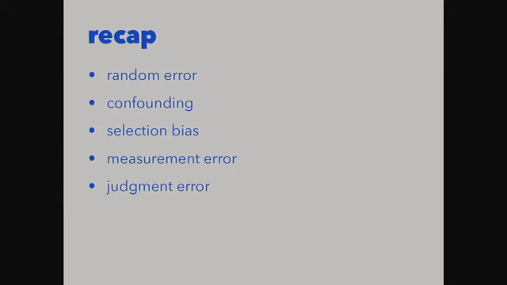To recap, you have five types of error that stand in between a correlation and a cause, that might make a correlation not a cause. First is random error, just statistical flukes. Second is confounding, where there's a third factor that is influencing what you think is a relationship between two things. Third one is selection bias, which is when your sample is not representative, and similar problems to that. Measurement error is when you measure things imperfectly, and almost everything that is measured in science and in society is measured imperfectly. So this is a really, really important one.